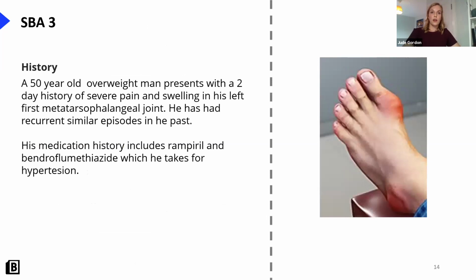Okay, so moving away from PMR and temporal arteritis then, our next case is of a 50-year-old overweight man who presents with a 2-day history of severe pain and swelling in his left first metatarsophalangeal joint. And he has had similar episodes in the past. When the doctor asked about his past history, he's found to have hypertension, for which he's taking ramipril and bendroflumethiazide.